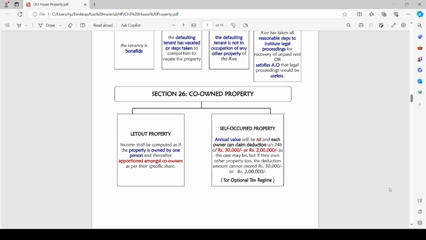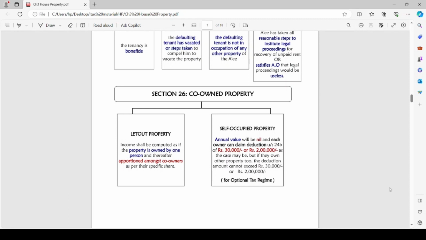If a property is co-owned by more than one person, we will first compute the income from such property as if the property is owned by a single person. Once we arrive at the income from house property figure, then we will apportion it based on the specific share of the co-owners, and such share will be the income from house property for the respective assessees, respective co-owners.